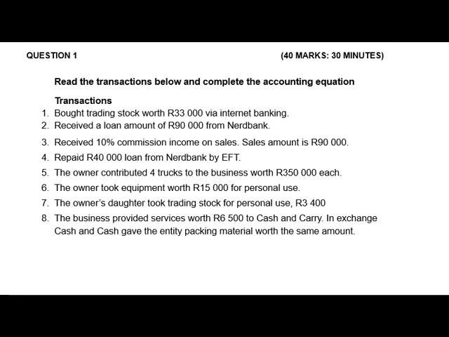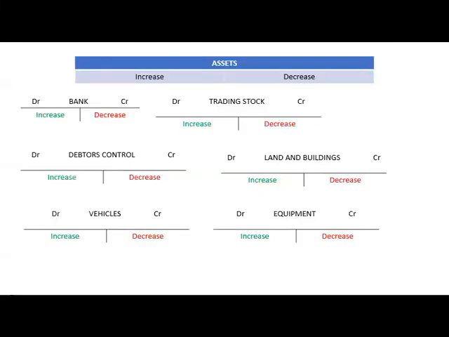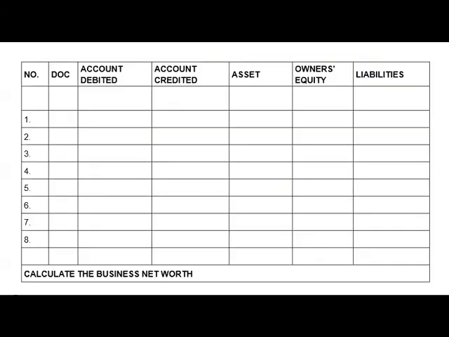It says we bought trading stock. You see what I was talking about not long ago? We bought trading stock via internet banking. So they're giving us the first account there. The first account they're giving us is trading stock. I am getting more because we bought. It means I'm getting more of it. So when I get more of trading stock, I will debit trading stock. And that's what I'm going to do in my accounting equation.